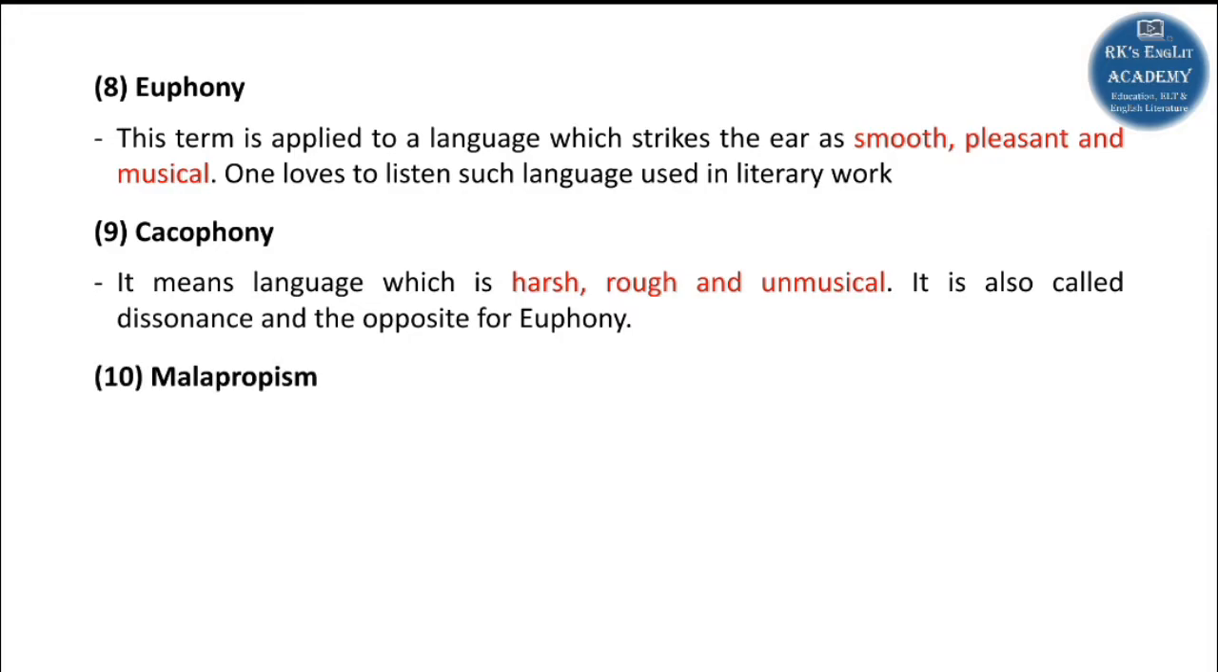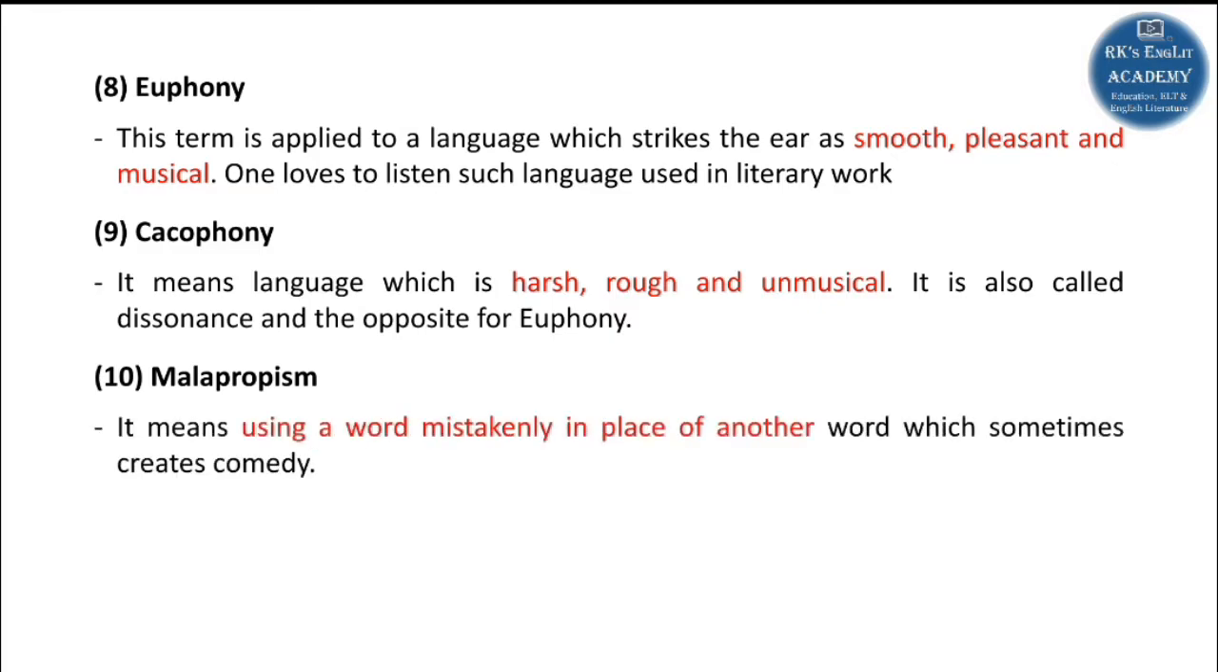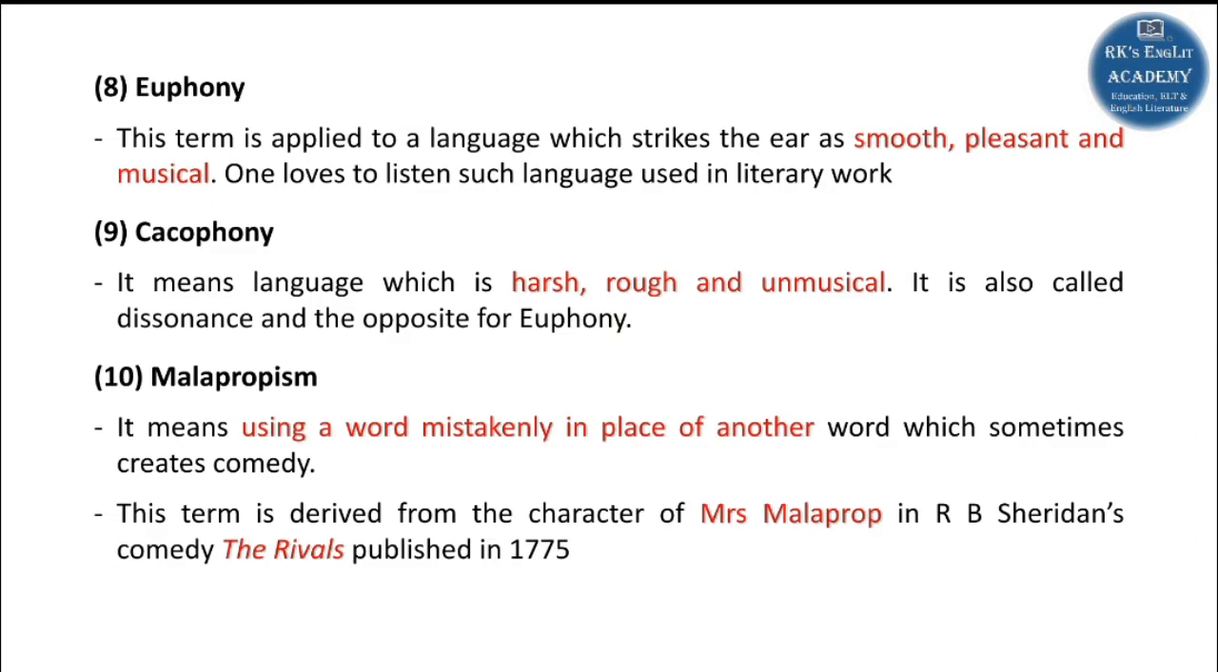Another word is malapropism. It means using a word mistakenly in place of another word, which sometimes creates a comic scene in a play. This term is derived from the character of Mrs. Malaprop in R.B. Sheridan's comedy, The Rivals, published in 1775.